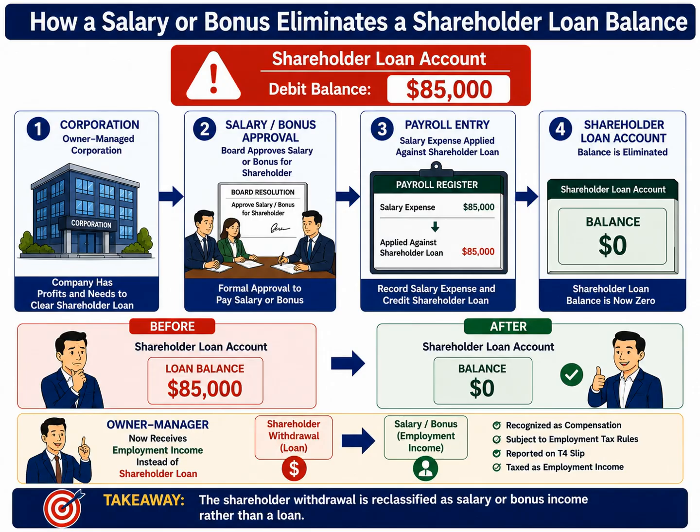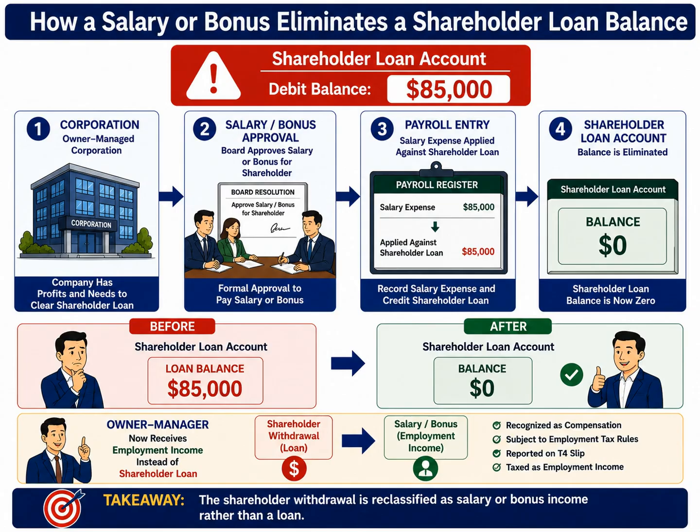This means the amount will be treated as salary or bonus compensation, reported on a T4 slip, and taxed under the employment income rules. From a tax perspective, the transaction has been completely reclassified. What originally appeared as a shareholder loan is now recognized as compensation for work performed. This is one of the most common year-end adjustments made by accountants for owner-managed corporations.